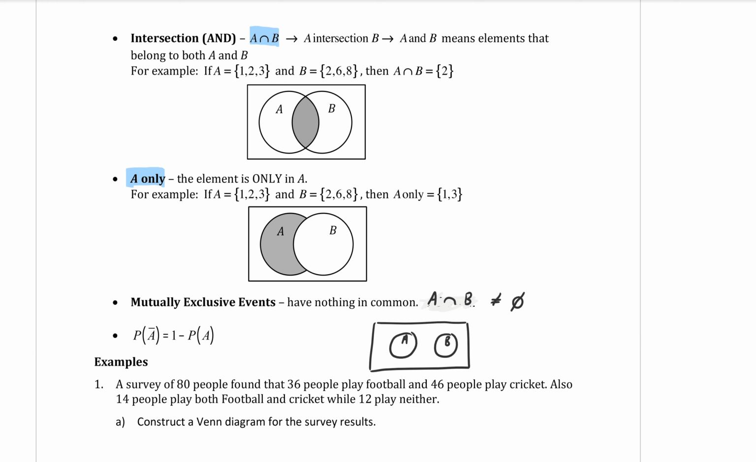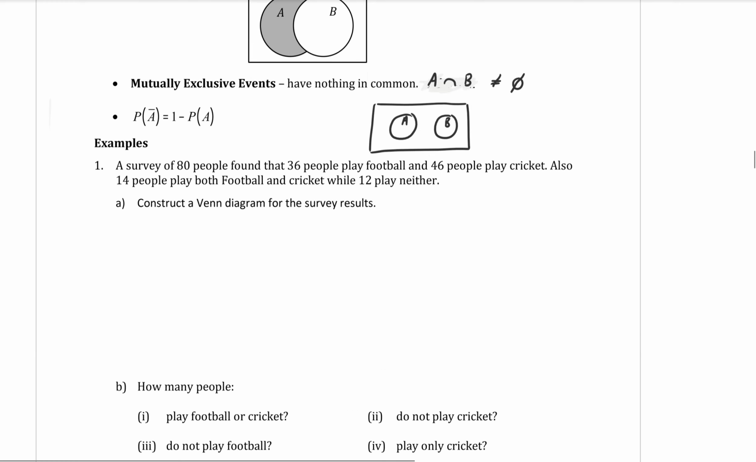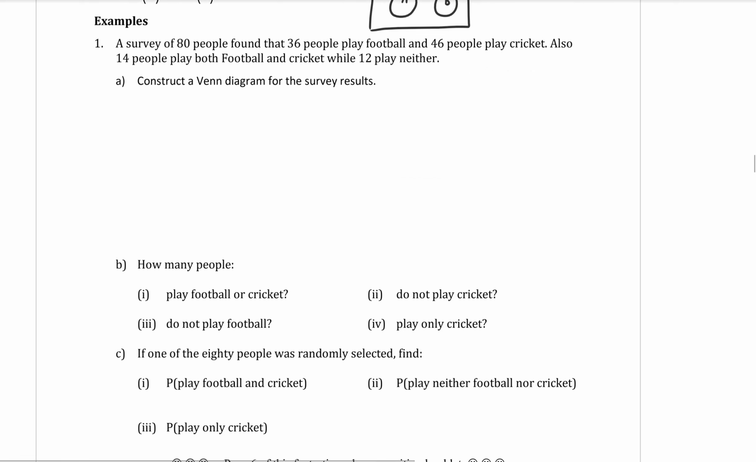All right, into some examples. A survey of 80 people found that 36 people play football, 46 people play cricket, and also 14 people play both football and cricket, while 12 play neither. So first of all, we have to construct our own Venn diagram. It's just given us a lot of words there, and we have to try and put that all together. So we do know that they're overlapping because there was a number in there that says that it was both. So let's draw a Venn diagram.